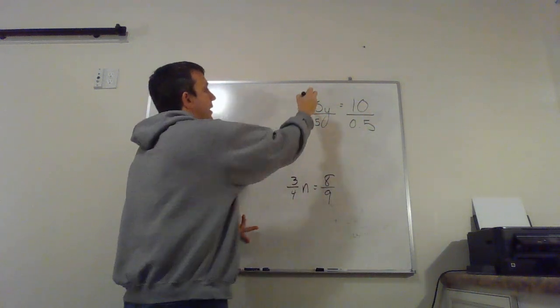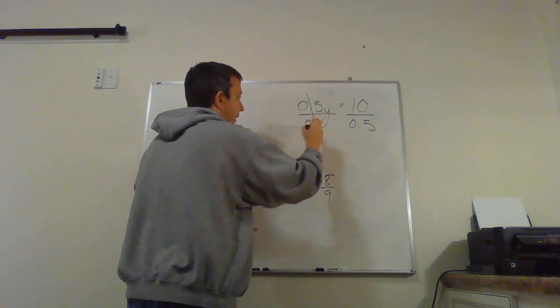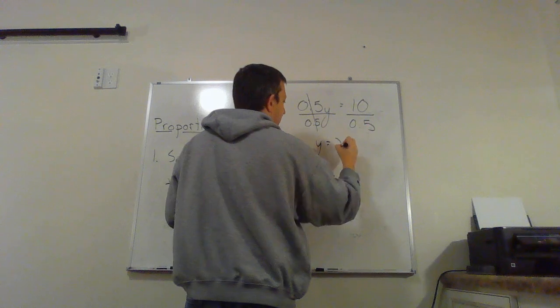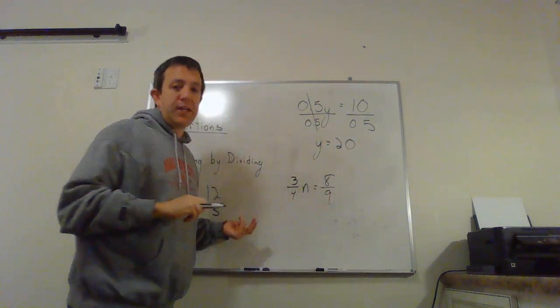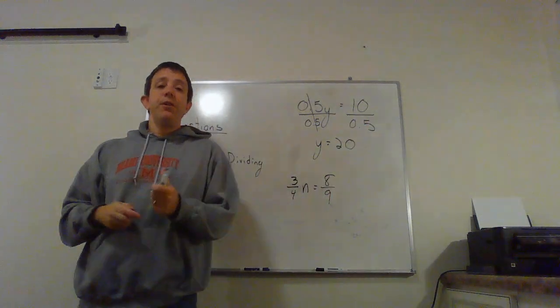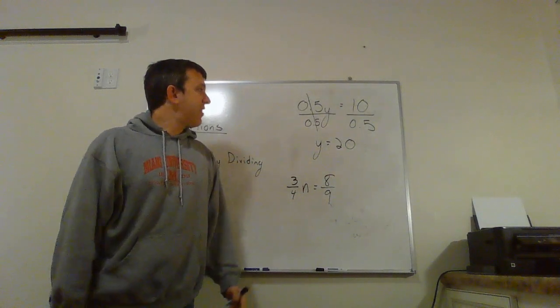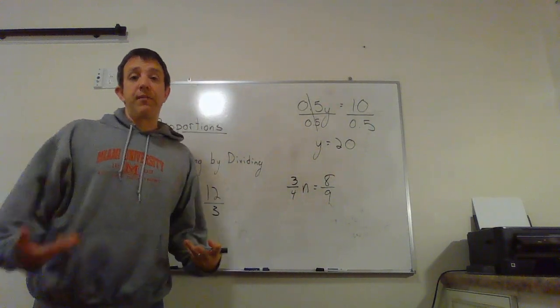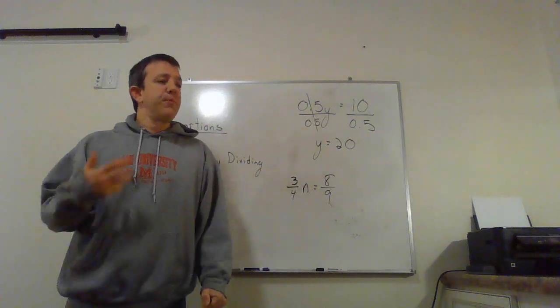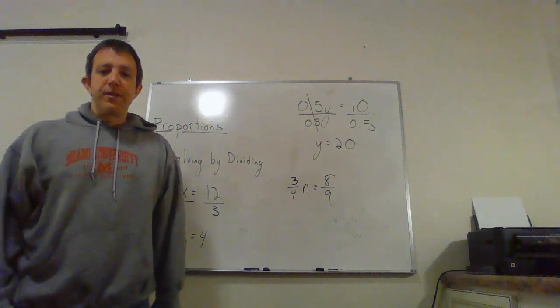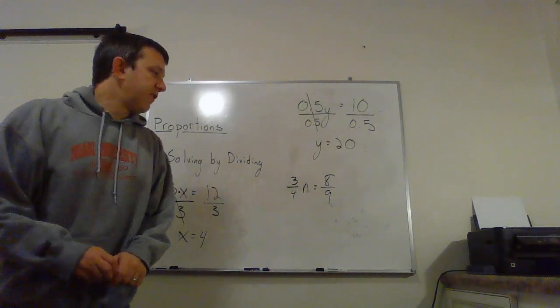On the left, that makes the 0.5s go away. And on the right, if you do your division, 10 divided by 0.5 is going to end up being 20. And like I said, you can use a calculator to do that. And so decimals really shouldn't be all that scary. They just look worse than the regular numbers. Okay, so same process.